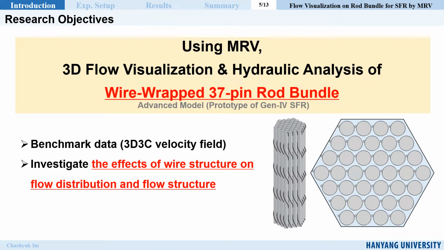In this study, using MRV, we performed 3D flow visualization on a wire-wrapped rod bundle. First of all, securing benchmark data is our first goal. And using the 3D 3C velocity field, we investigate how the wire structure affects the flow distribution and flow structure. Now let's talk about this geometry in detail.